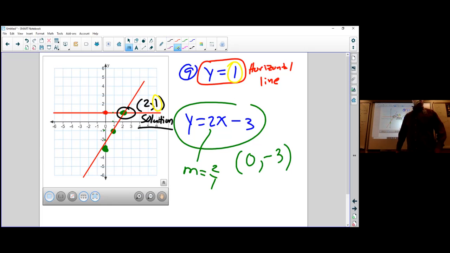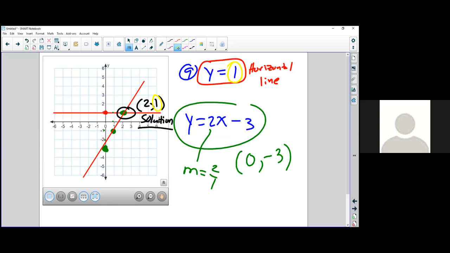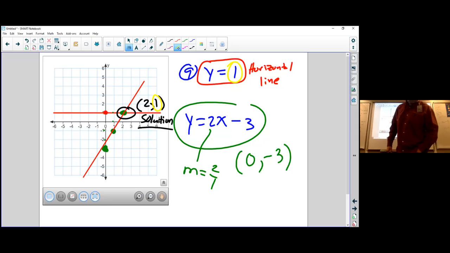What else did you see on the homework from last night? Can you do number 8? Yeah, absolutely. Thanks.